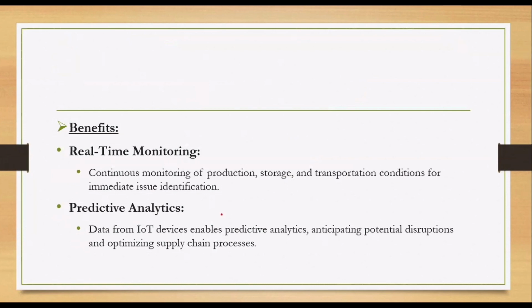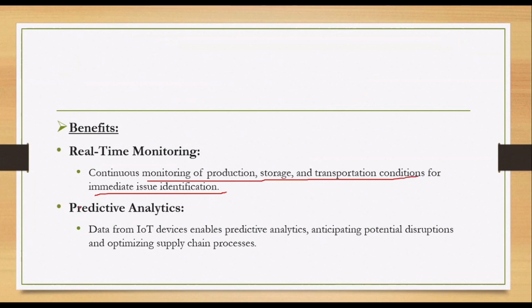Then, what are the benefits? If you see here, real-time monitoring, so you get continuous monitoring of production, storage, and transportation conditions for immediate issue identification. That means you will be identifying a problem. Problem identification itself is a big problem. That's why, if you don't identify a problem at an early stage, that will create a lot of disruption in the supply chain and the quality of the product.